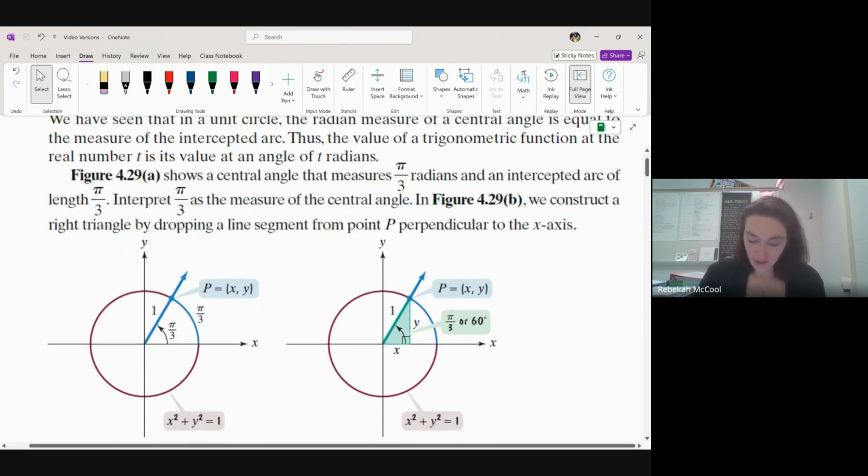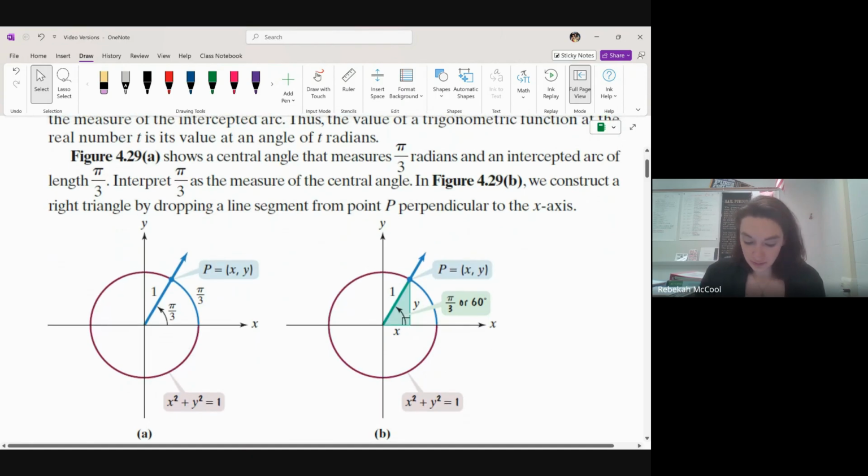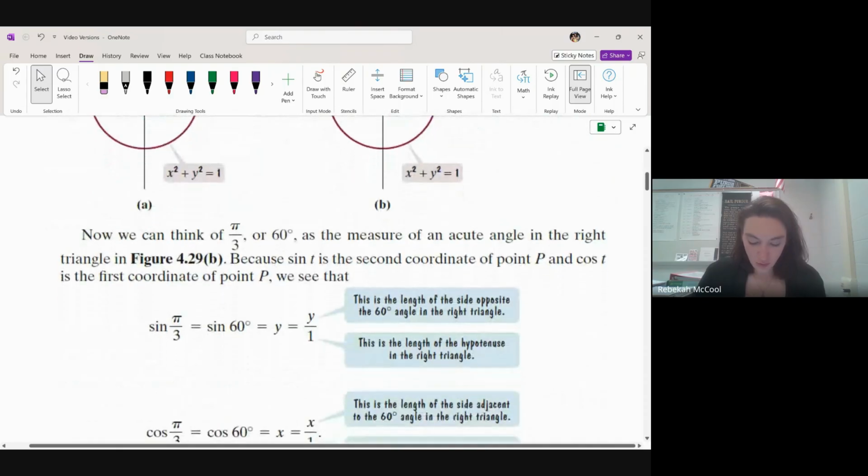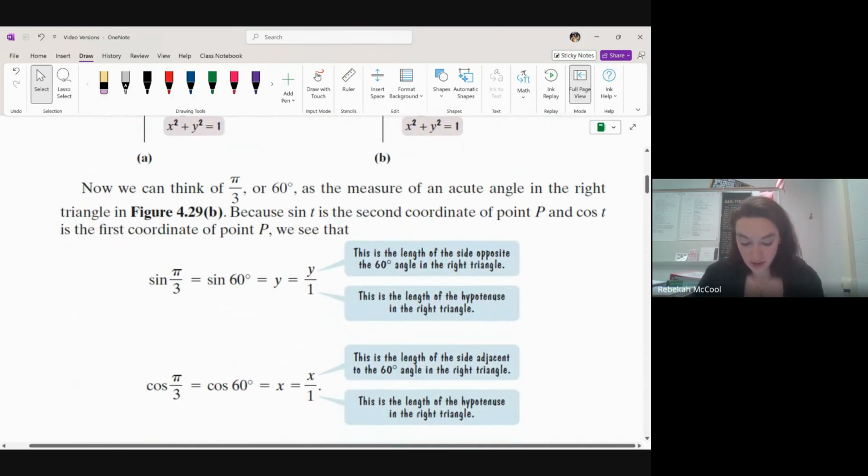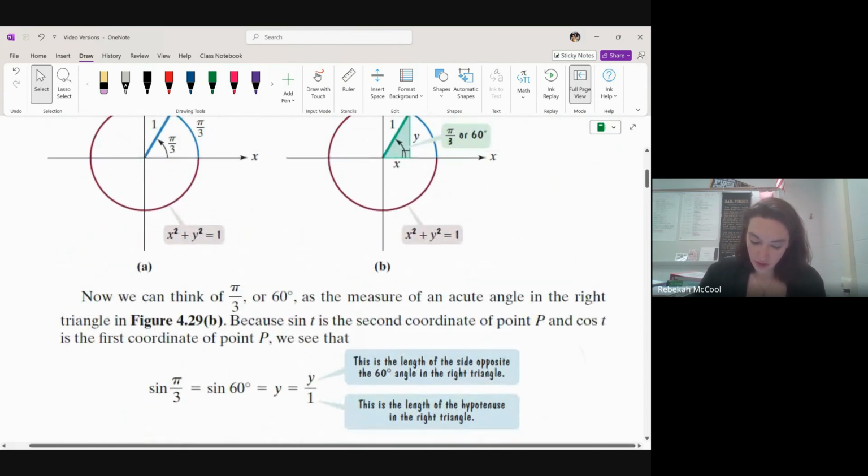So let's say we have an angle on our unit circle. This one in particular measures pi over 3 radians, and so it's got an intercepted arc that's also pi over 3. We're going to go ahead and just drop a line segment. We take that point with that angle of pi over 3 on the circle, we drop it down, and we've created a right triangle. So we can think of that pi over 3, or that 60 degrees, as the measure of an acute angle at that point in the right triangle.